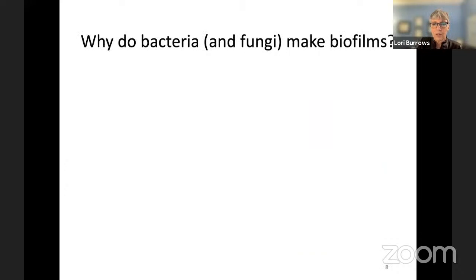So just a few words about, why do bacteria do this? And it's not just bacteria, fungi also do this. So Candida, for example, which is an opportunistic yeast pathogen, will also make biofilm. So why do they do this? So one of the reasons is that nutrients concentrate on a surface, right? So in that stream that I showed you, there's more nutrients concentrated on those rocks than there are just floating in the water. So bacteria will be attracted to where there are higher levels of nutrients.